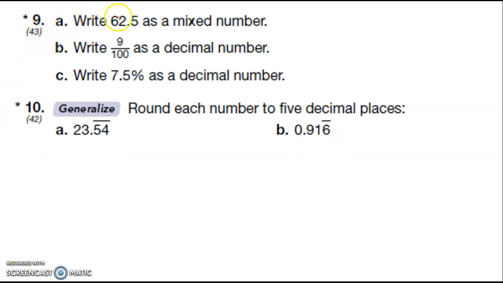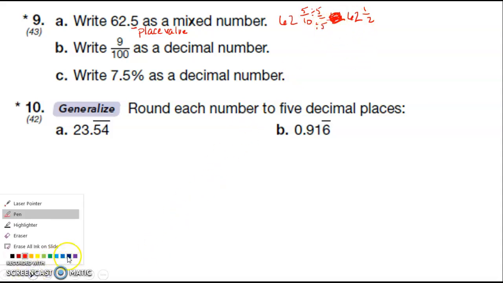So number 9, it says 62.5 is a mixed number. The key to writing decimals as fractions is to say their place value. So this is 62 and 5/10, which would be 62 and 1/2 if you divide by 5.